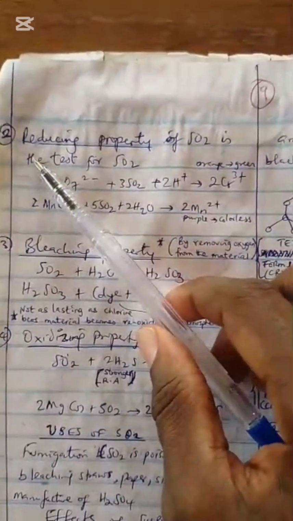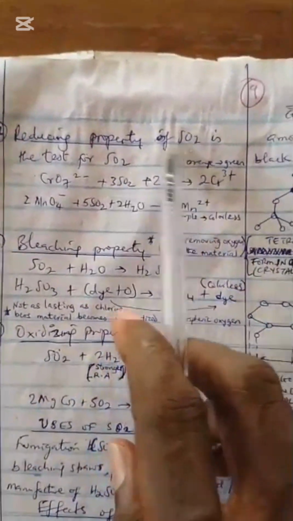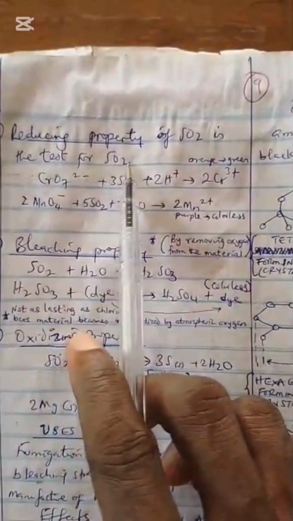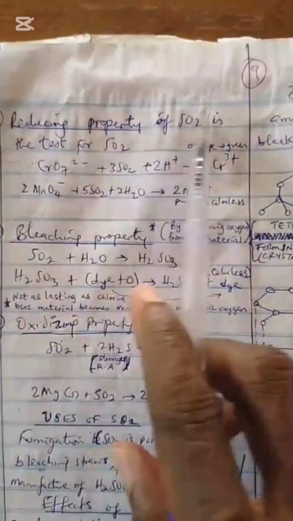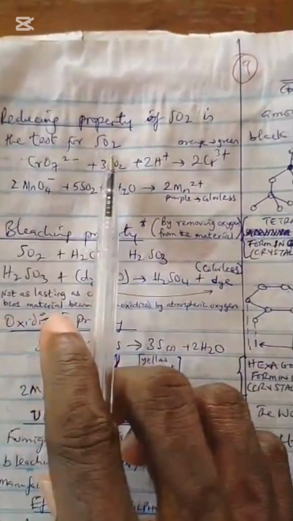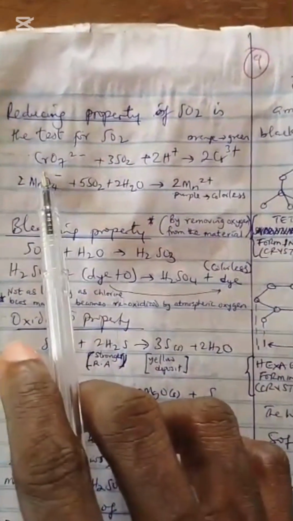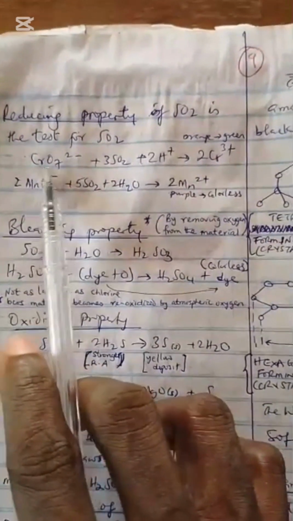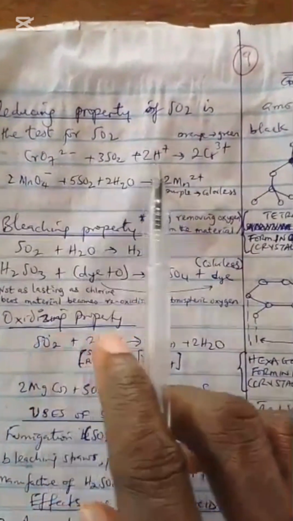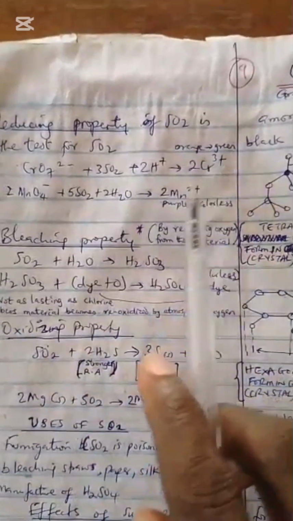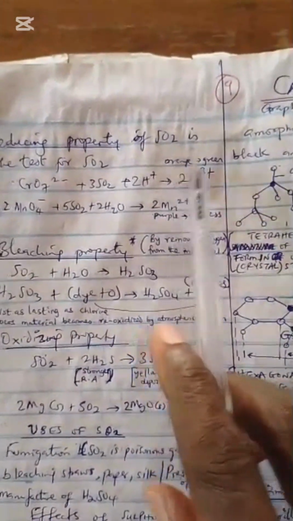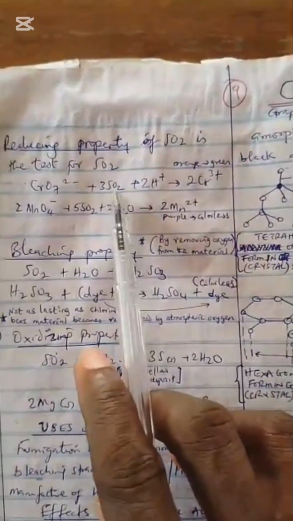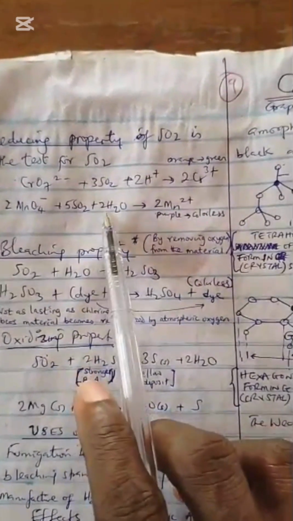It also has a reducing property. The reducing property of sulfur oxide is one of the tests for sulfur oxide. What do we mean? If it reacts with dichromate, as the case may be, it turns it from orange to green. So it reduces the chromates, and that reduction is accompanied by a change of color from orange to green. So that's a test to know whether a gas is sulfur oxide or not.